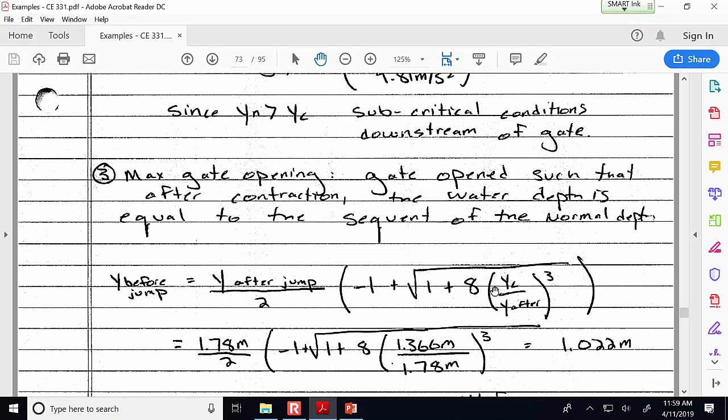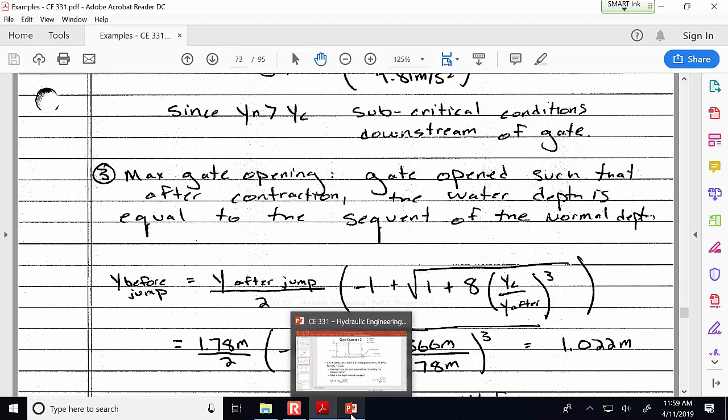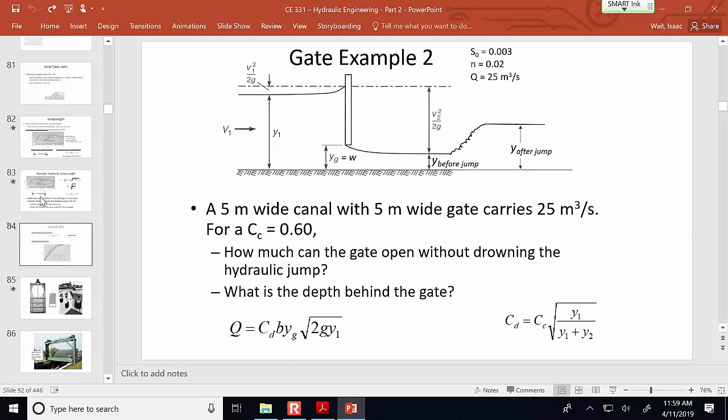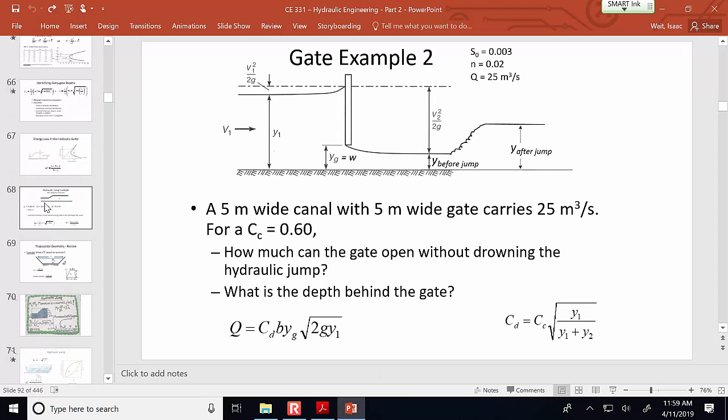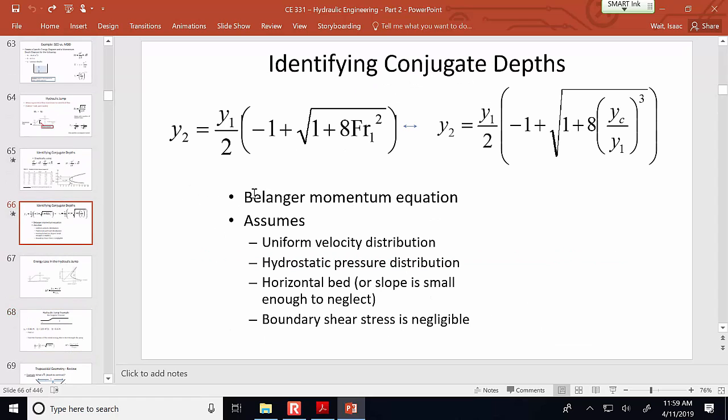You'll notice that here I'm not using the Froude number, but I'm using this ratio of depths. That's another version of the momentum equation. If I show you that from last time, when I first introduced the momentum equation, I think I showed you that we've got these two options. We can use the Froude number at 1, or you can use the ratio of the critical depth and the upstream depth to find the downstream.